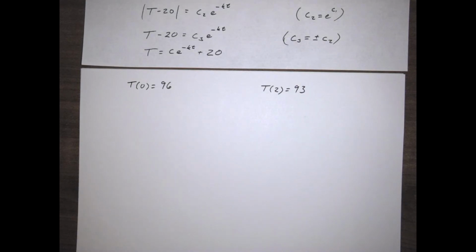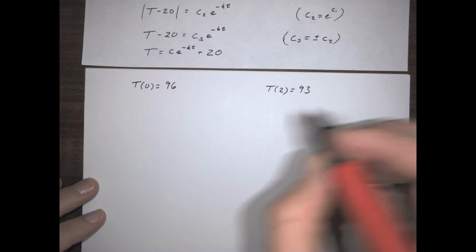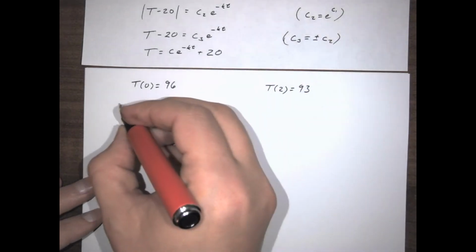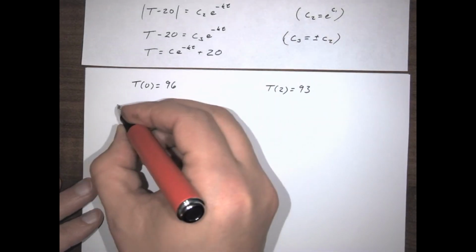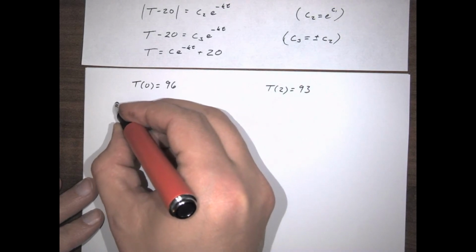And so those two pieces of information together should be enough to get us the C and the k. General rule in math is if you have two independent pieces of information, that is sufficient to find two missing parameters or constants or what have you. So we'll just go ahead and get down to it. So using this one, what are we going to get? We're going to get a 96.